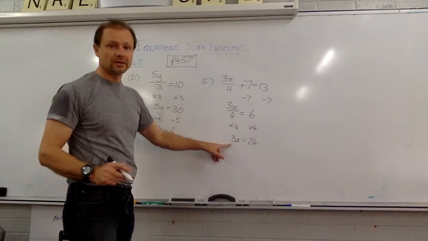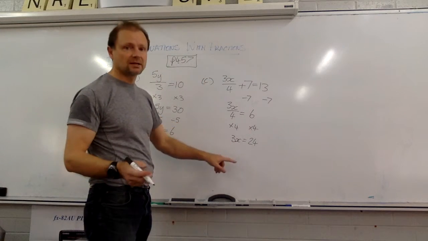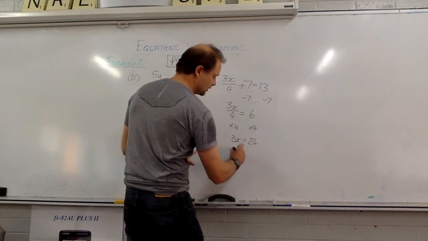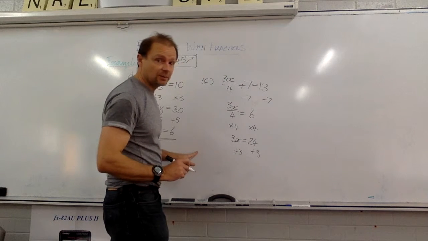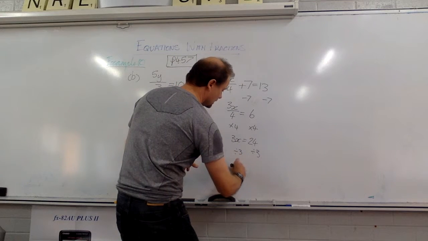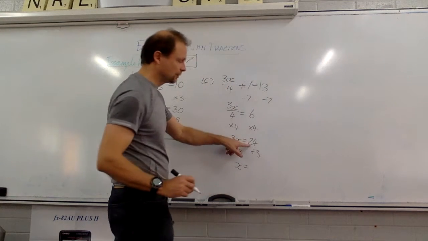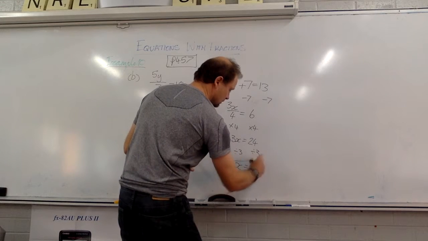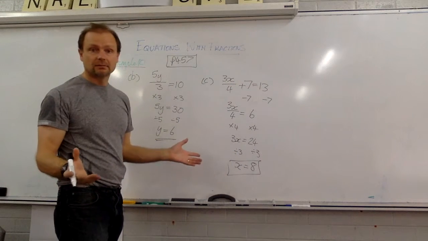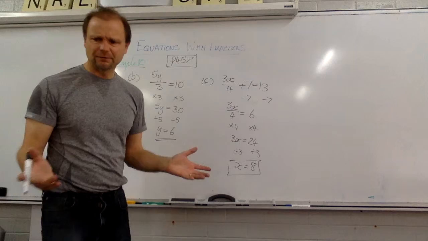All right, there's only one more to get rid of. This is 3 times x. You know how it goes. Divide by 3, and we end up with x equals, and 24 divided by 3 is 8. And there's our answer. Isn't that easy? I think you've got it.